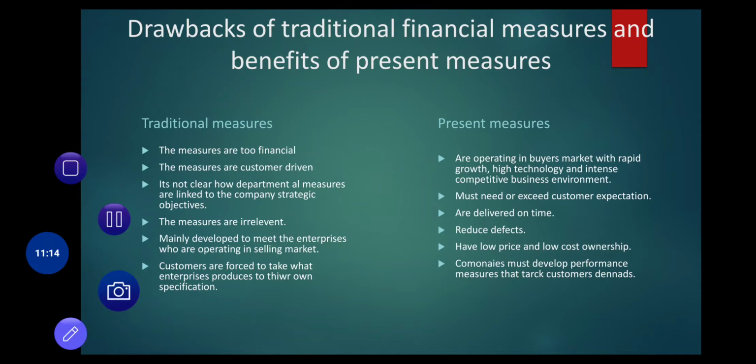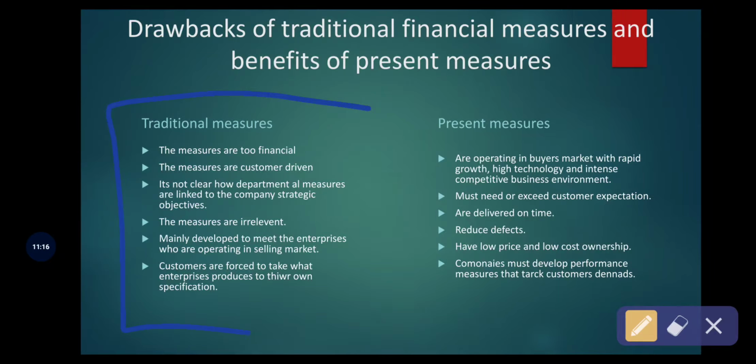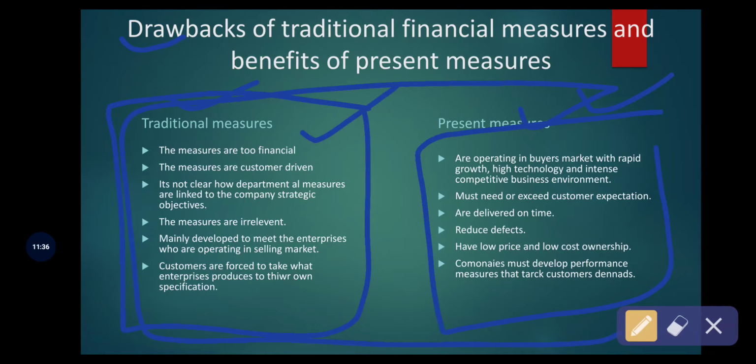You can write the drawbacks for traditional measures, these points, and the benefits from the present measures, these points. The two questions can be answered in this one slide. If they ask you the drawbacks, you can write this one. If they ask you the present measures' benefit, you can write this. If they ask you the difference also, you can write this. Okay.